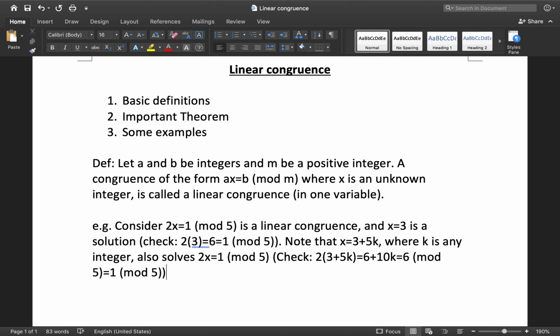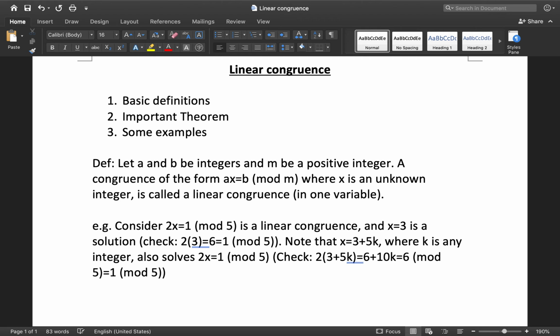Okay, now here's the question: how can we solve it? Of course, for that kind of simple problem, we can just, by observation, by trial and error, always solve the problem. But not all problems are that trivial. In particular, how can you get all solutions? For example, how can you know that here we have to add 5k to the solution, then we can get all other solutions? So how does it work? Okay, so this is the problem.